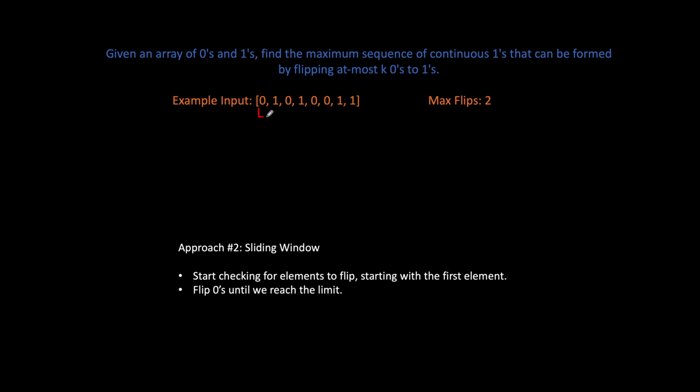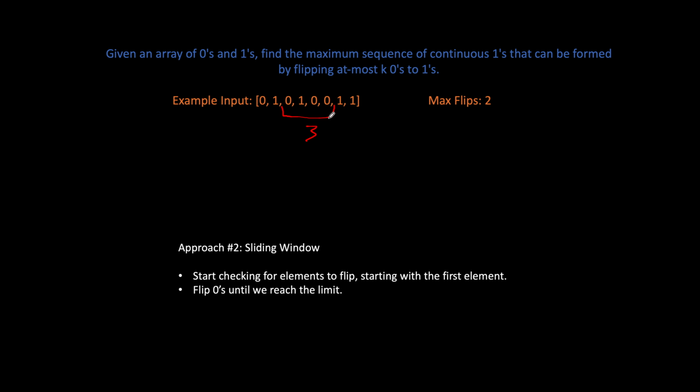Let's see if we can continue expanding this. Yes, we can, because we found another 1. And let's see if we can expand this further. No, we cannot. To be able to expand it further, we would need 3 flips, but we only have 2. So we're going to have to shrink the window. And we are back to 2 flips. Let's expand the window. And we are back to 3 flips. So let's shrink the window.